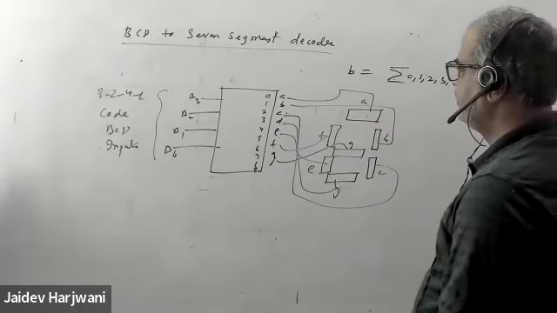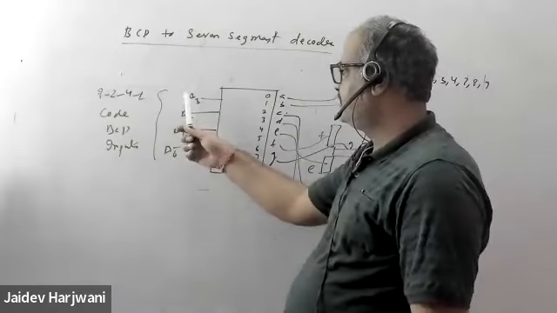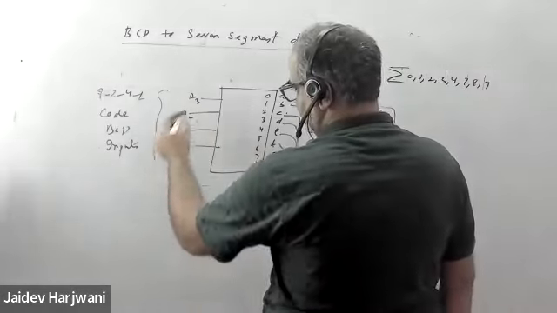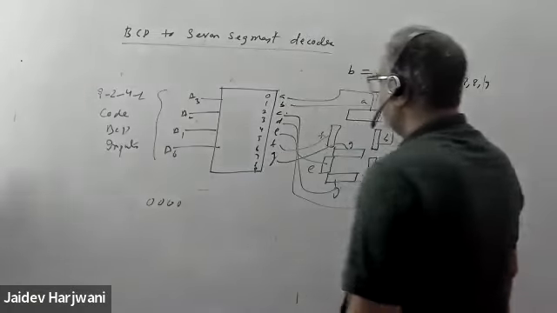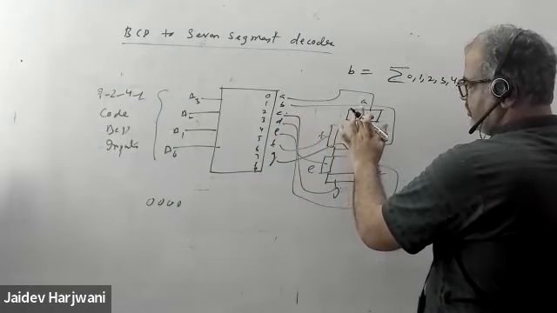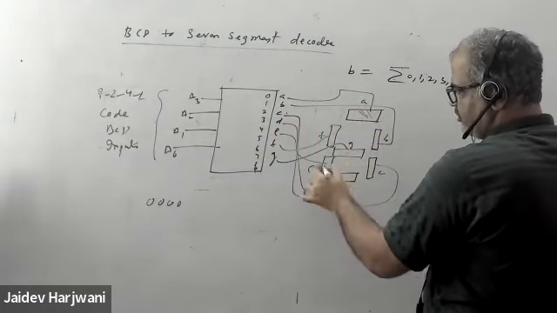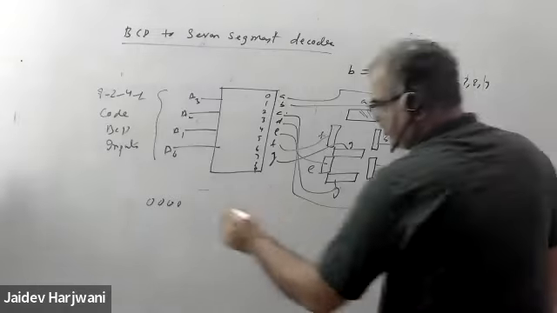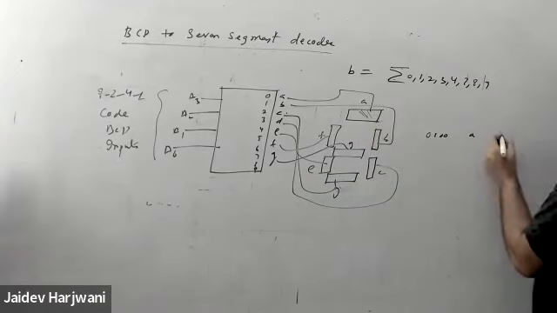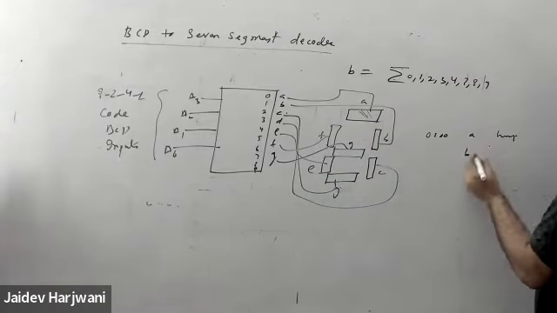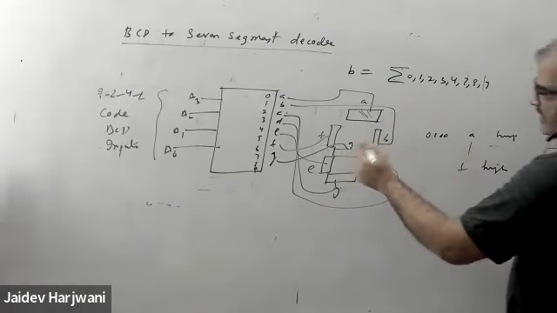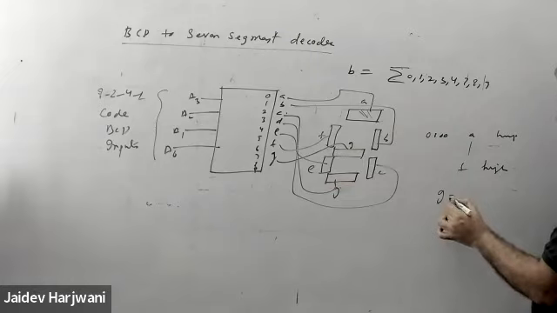Now what will happen? Tell me. Now you give any combination here. Suppose you are giving 0 0 0 0. Then all the segments should glow. That means for 0, your A value should be high, B value should be high, so A to F should be high, and the G value should be 0. G should be low.